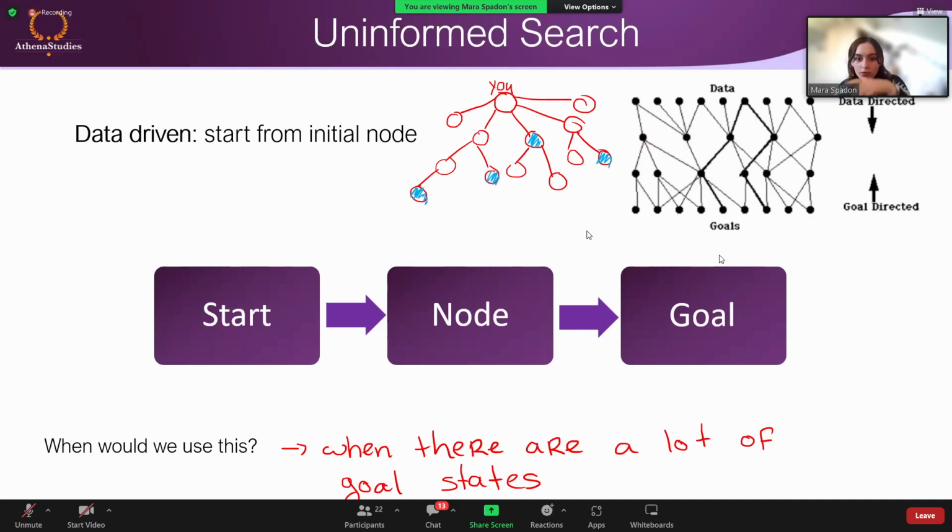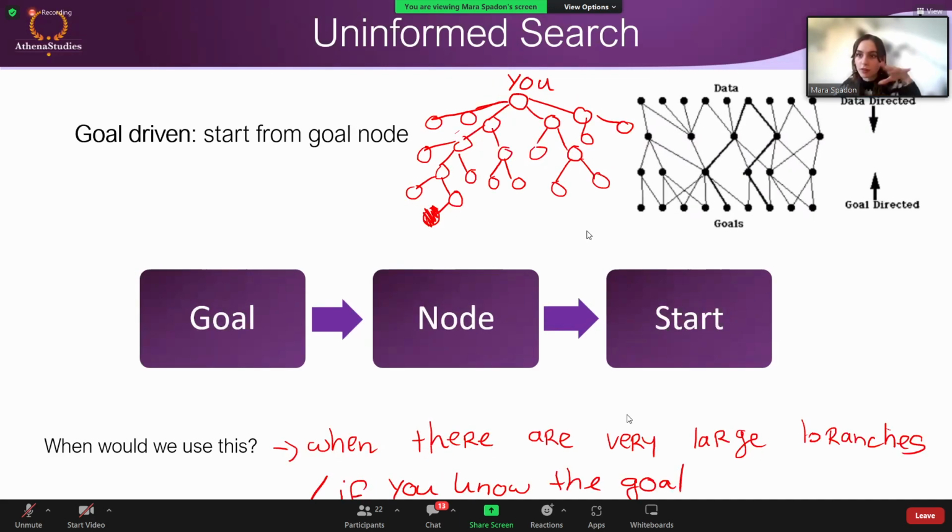Yes, so I would say goal-driven is when there are very large branches, right? Because if you have very large branches and the goal is all the way down here, then it would take you a long time to go through everything until you find it. So then goal-driven would be easier if you have large branches. So if the branching factor is very high, so this goes all the way across, then it takes you a very long time to go through it and find the goal, right? So then it's easier to do goal-driven.